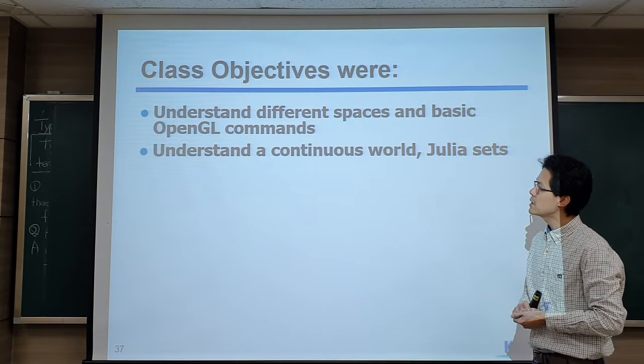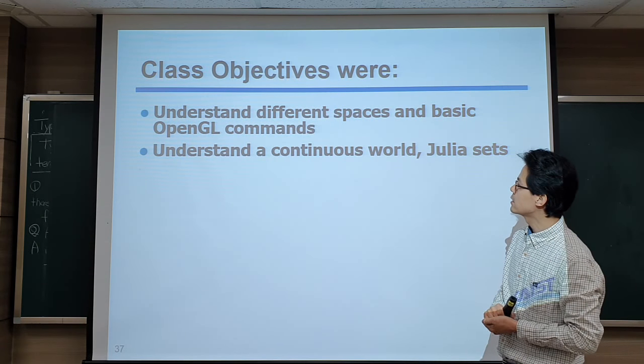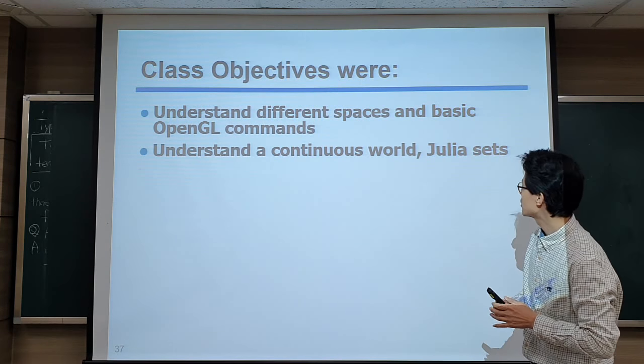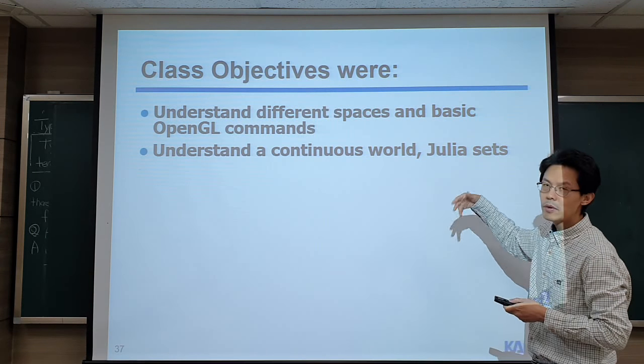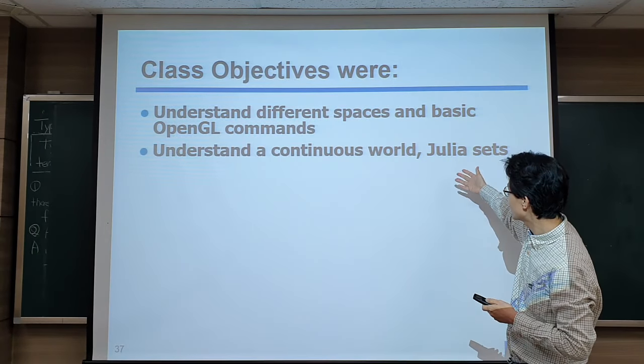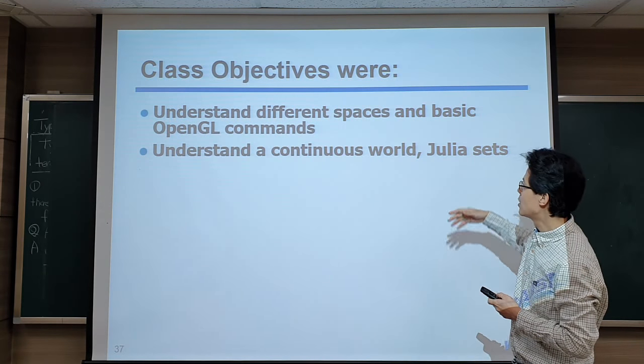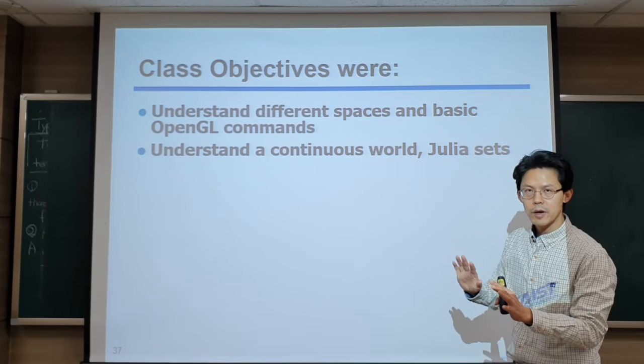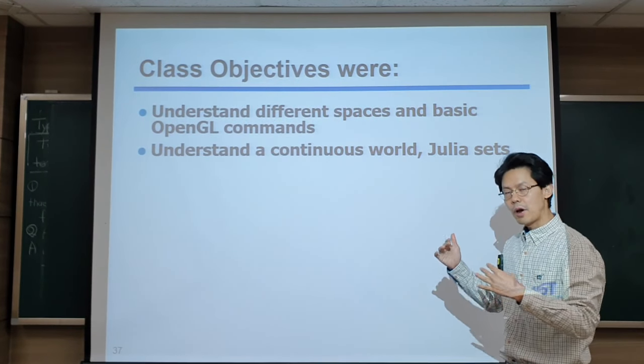Okay, so I wish that by now you can understand the different spaces and basic OpenGL commands. And then I talked about the Julia set example. I talk more about how to implement the Julia set in OpenGL programming here. But I wish that you can understand why we need the world space, screen space, NDC, and the mapping between them.